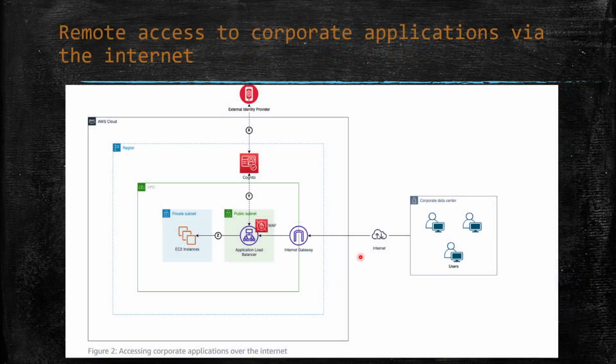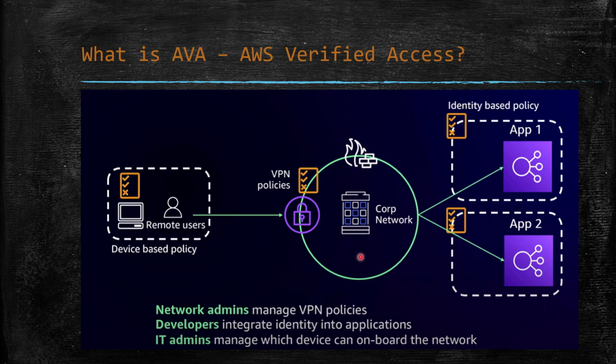So this is more of what it traditionally was, right? Now I'll come up with a slide saying what AWS Verified Access is, how it is going to replace this, and what the benefits are, right? So looking at this picture, if you understand, we have three layers, right?